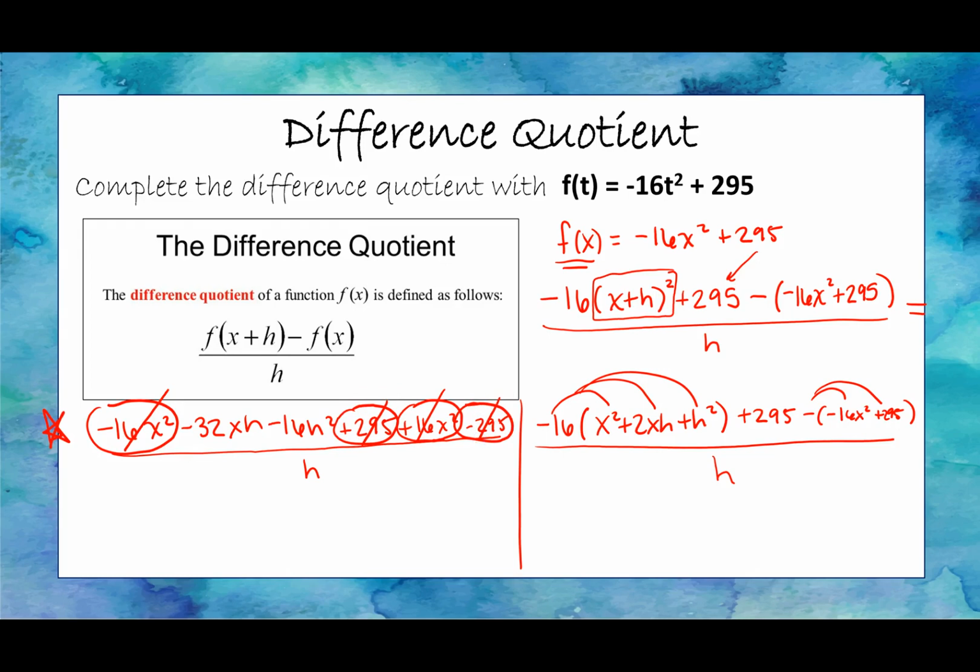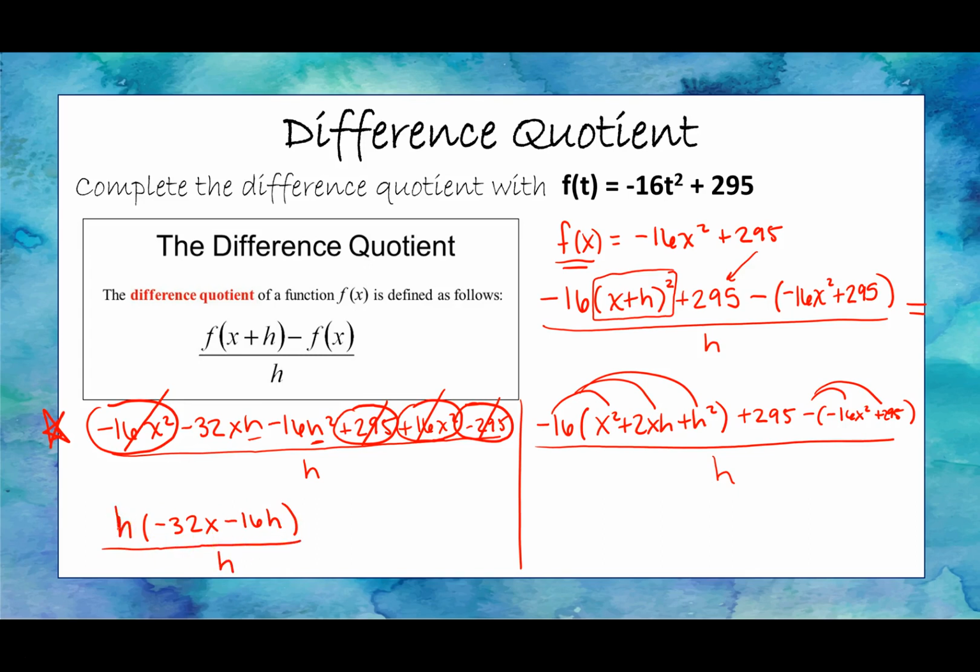Now, notice this. I have a term in the numerator and it has an h in it, and I also have another h right here. So what I can do is I can pull out an h, and you can certainly pull out a constant as well, but that's not going to be helpful to us, and I'll explain why in a second. So pull out the h, and I'm going to have a negative 32x, and then a minus 16h, all divided by h.